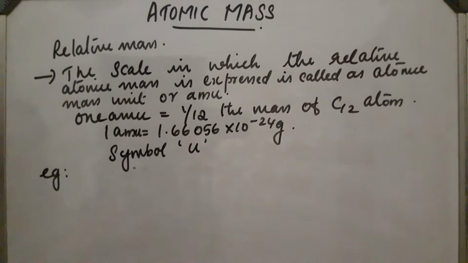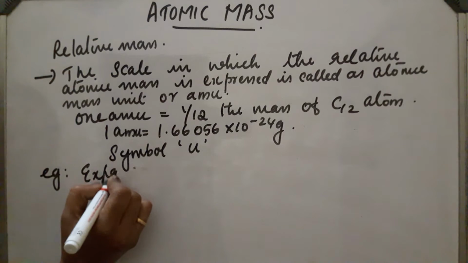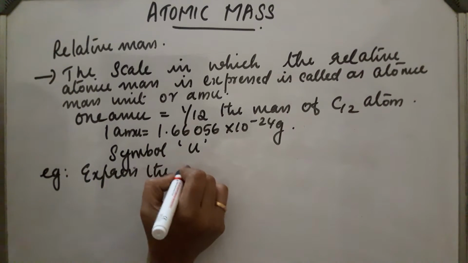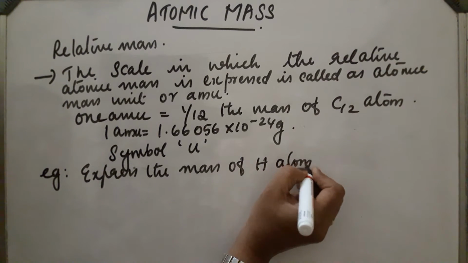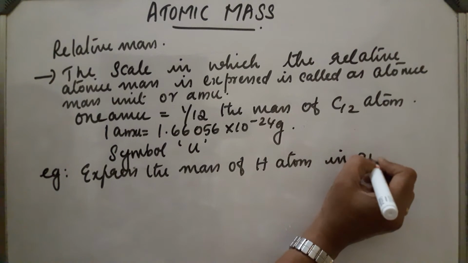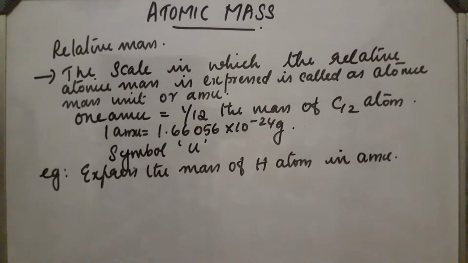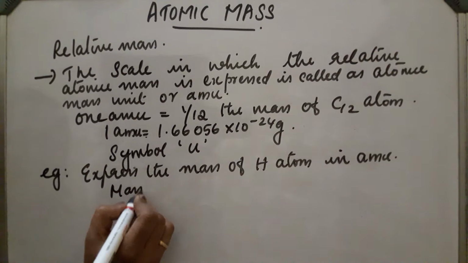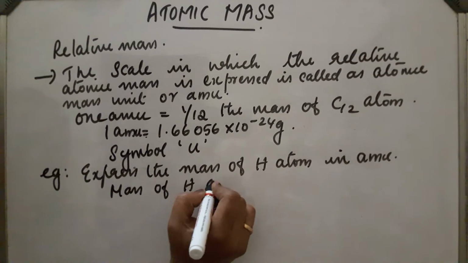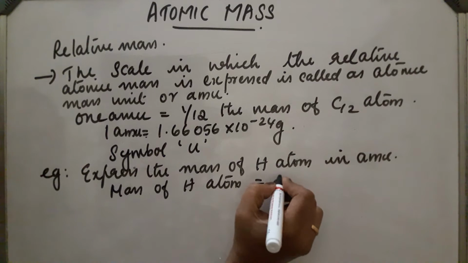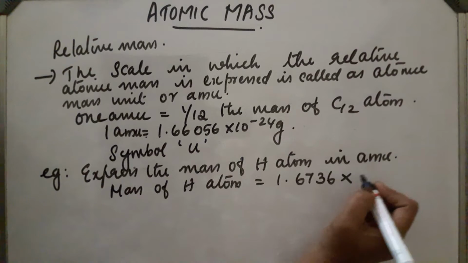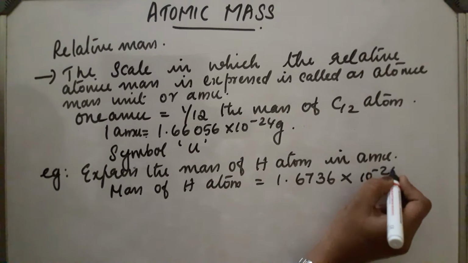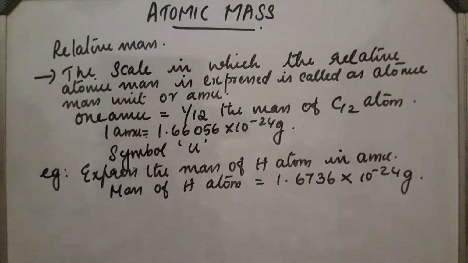Let us take one example so we can easily understand the matter. First, how can we express the mass of a hydrogen atom in AMU? Now we know 1 AMU is this much, and the mass of a hydrogen atom is 1.6736 into 10 raised to minus 24 gram. This is the mass of a hydrogen atom.